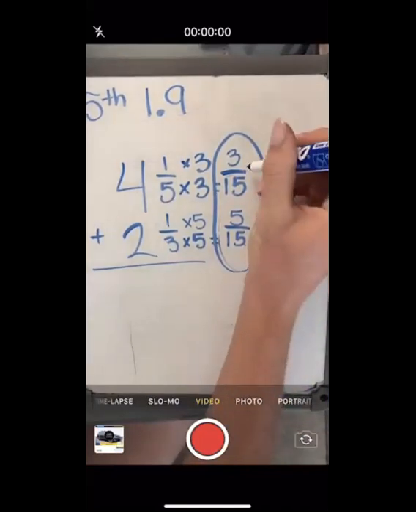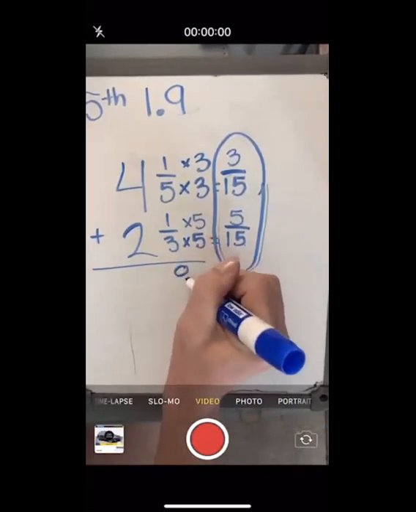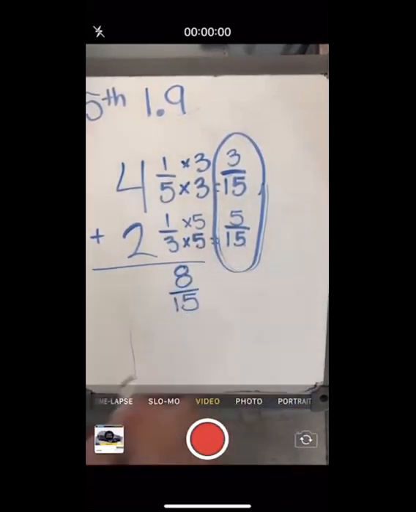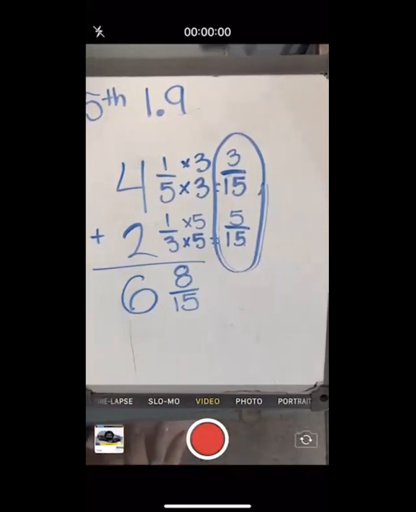Now, Bella, do you want to try adding them again? Yeah. So if you add 5 and 3, that equals 8. Good. So it'd be 8/15. Beautiful. 4 plus 2 is 6. Yes, ma'am. 8/15. Good work.